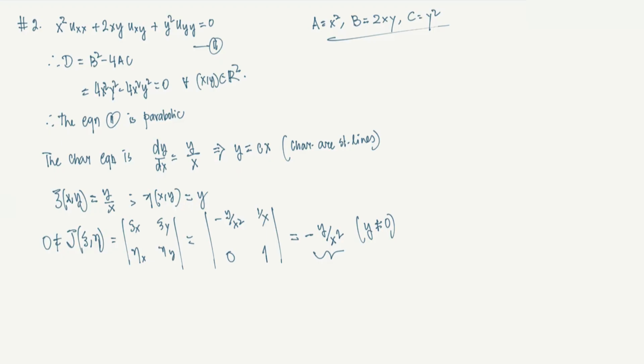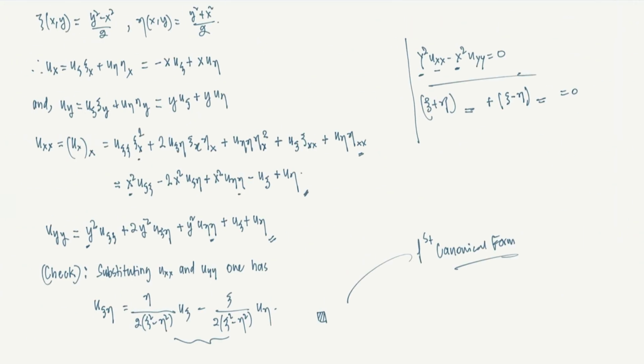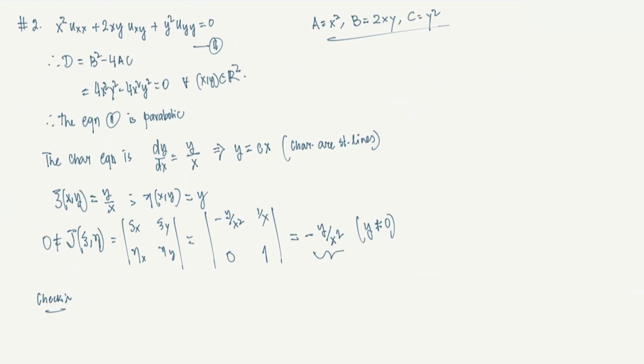Now with this transformation, please look at the equation. I want you to check this. It is very important that you know how to do this. From the earlier calculation of u x, u y, u x x, u y y, with xi and eta now given by this, you have to find out what u x x is, what u y y is, and what u x y is.